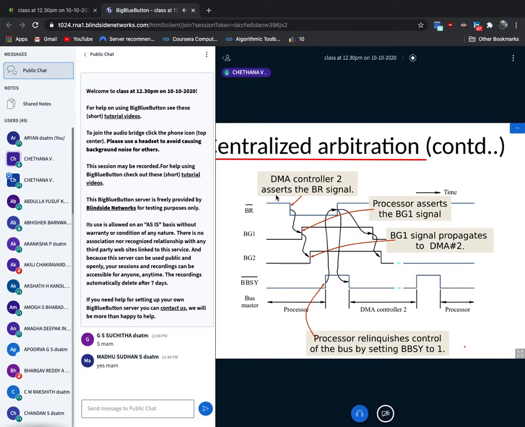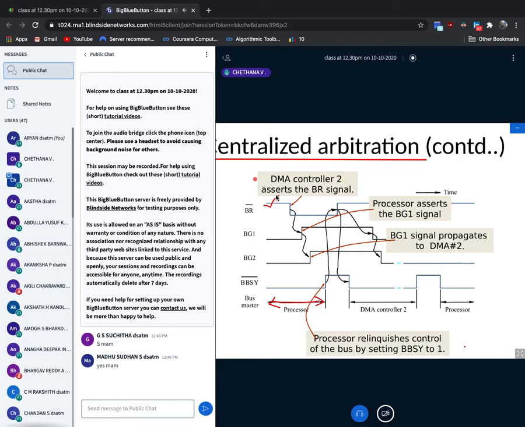If there is a request by one particular device, assume here the processor is the owner of the bus. See here, till here the processor is the owner of the bus. In between, you know what happened? Somebody is requesting. Who is requesting? See here, BR. BR means what? Bus request. DMA controller 2 is requesting.